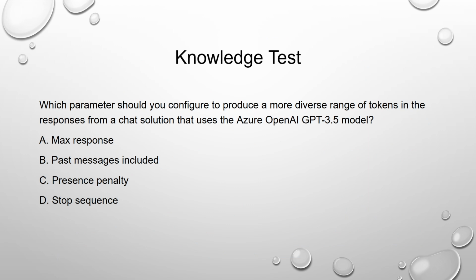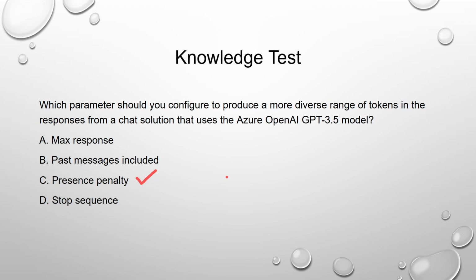Now next is knowledge test. Which parameters should you configure to produce a more diverse range of tokens in the response from a chat solution that uses the Azure OpenAI GPT 3.5 model? Pause the video, come up with the answer, and resume the video. So for more diverse range of tokens, we should go with presence penalty. We have to increase the presence penalty parameter.